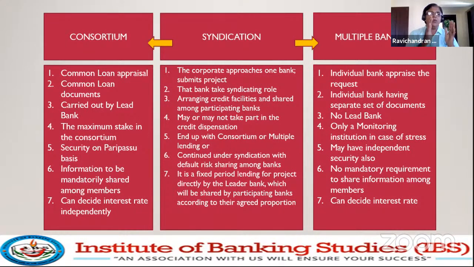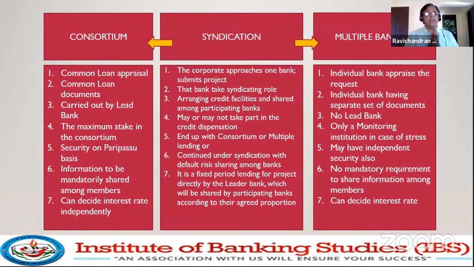In consortium, the one bank which takes the lead role is known as the lead bank. Normally, the maximum stakeholder, that is, the bank which has granted the maximum amount, will act as the lead bank. Whereas in multiple banking, it is carried out by the individual bank. There is no lead bank concept. And in the case of consortium, normally the security, mostly the primary security, will be on a pari passu basis. Sometimes even collateral security will also be on a pari passu basis.